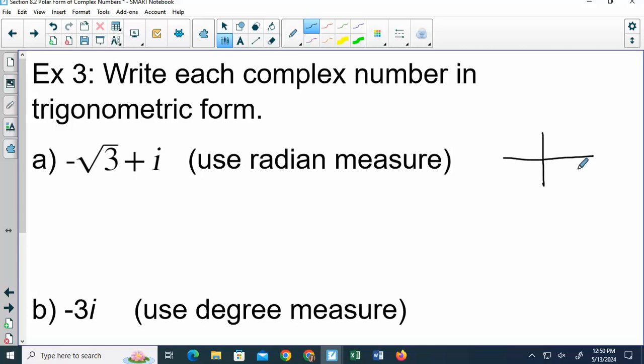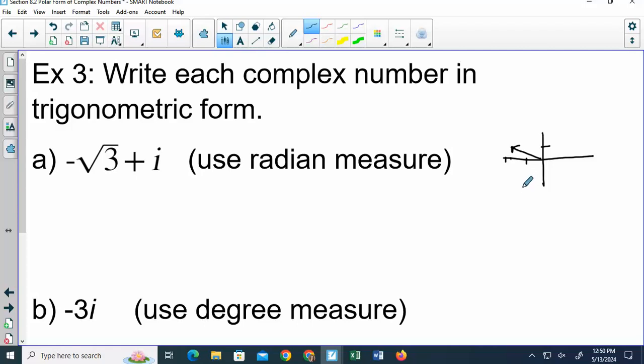If you're graphing this, my real number is negative radical 3. So that would go to the left, like negative 1.7-ish. This is like a 1i, so we would go up 1. So we know we are in quadrant 2.